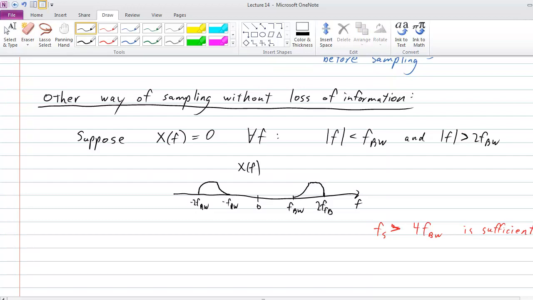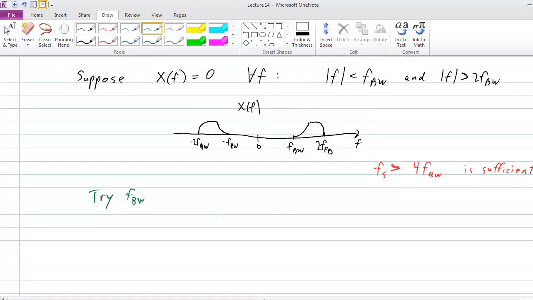Okay, because it's real, it's going to be some mirror image. But that means that you're not going to be okay with overlapping these things. So any ideas though what frequency we can use? Okay, BW, might as well try it. So let's try bandwidth. Okay, so let's see what happens.